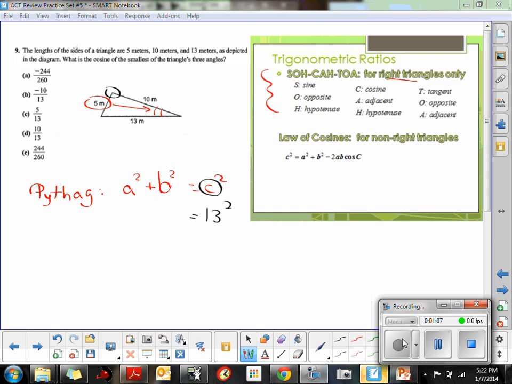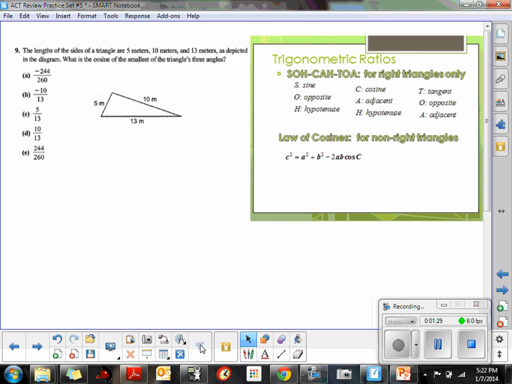So 13 squared is equal to 5 squared plus 10 squared. Well, we can make pretty quick work of that. We know that 125 does not equal 169, which basically verifies that this was not a right triangle. So we cannot use SOHCAHTOA. That's why I had another method up here that we can use to find this missing angle.